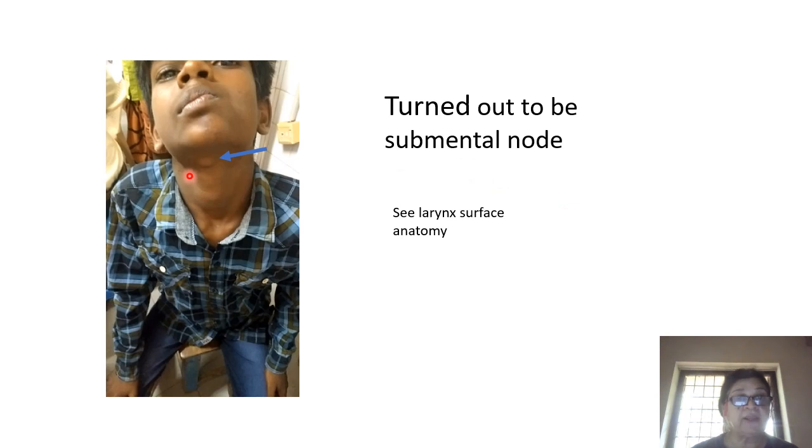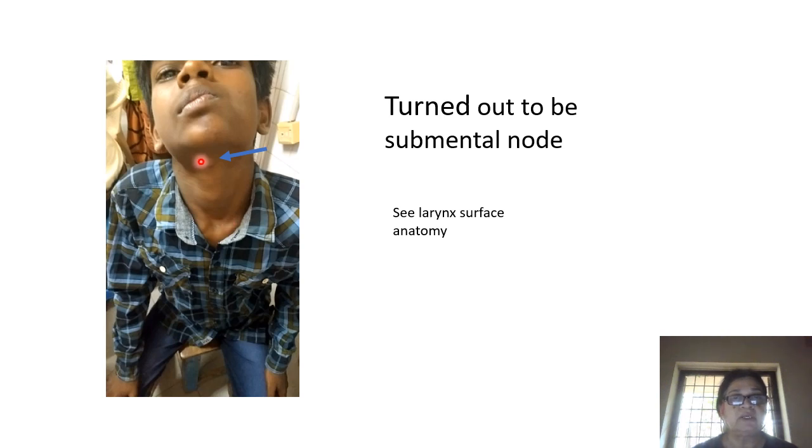Now this boy, whom we thought was likely to have a thyroglossal cyst, turned out to have a submental node. So the differential diagnosis is there. Your submental node will also move with protrusion of the tongue. But I also put this diagram to show the surface anatomy of the larynx. He is a thin boy, and that too a boy, so you can see the thyroid cartilage and all that very well. Don't mistake this for a swelling. This is the normal larynx. You'll be happy you managed to see the normal larynx also.